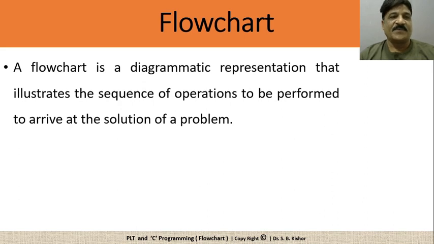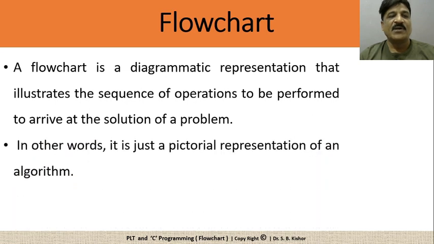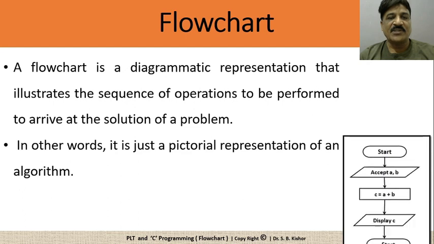So what is a flowchart? A flowchart is a diagrammatic representation that illustrates the sequence of operations to be performed to arrive at the solution of a problem. It is the same as the algorithm, but an algorithm is narrative or descriptive in nature, while a flowchart is in diagrammatic form. So in other words, it is just a pictorial representation of an algorithm.